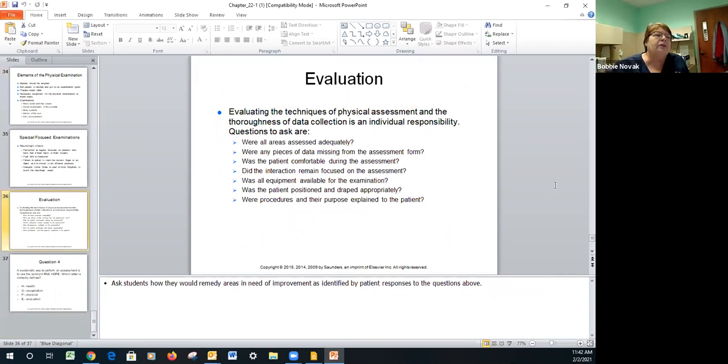And then finally, we're going to evaluate how well we did with our physical assessment. This is not evaluating the patient. This is evaluating you. So did we get all the information we needed to get? Are there any holes in the database we need to go back and fill in? These are the kind of things you're going to ask yourself when you're done doing a physical exam or assisting in a physical examination.